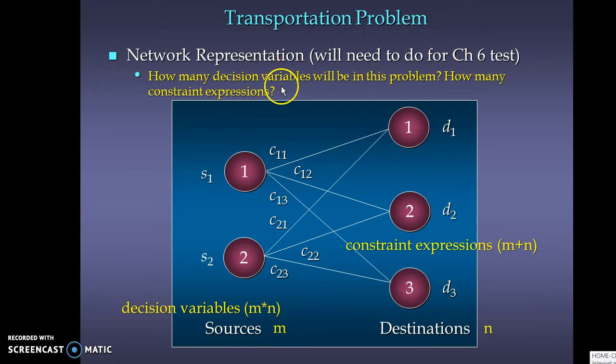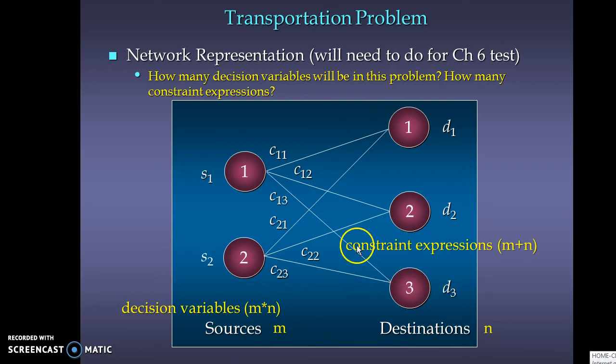When I look at this and I say, how many decision variables are going to be in this problem? How many are going to have constraint expressions? Well, how many sources do we have over here? We have 2. How many destinations, or n, if you will? We have 3. So the number of decision variables is given as m times n, or number of sources times the number of destinations. Therefore, it would be 6.